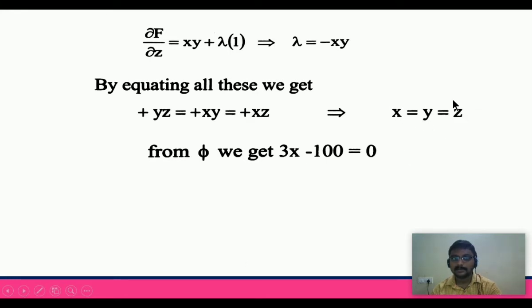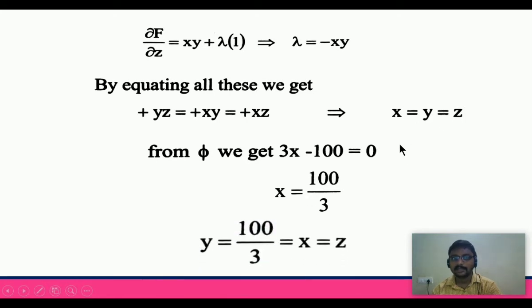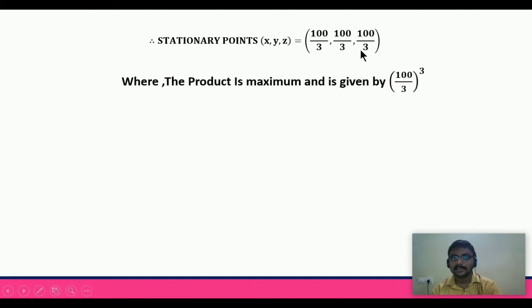So z is replaced with x and y is replaced with x. So we will have x plus x equal to 100, or 3x equal to 100, or 3x minus 100 equal to 0, which implies that x is 100 by 3. Since x equal to y equal to z, we will have y is also 100 by 3 and z is also 100 by 3. So thus the required stationary point xyz is 100 by 3, 100 by 3, 100 by 3. These are the required three positive numbers whose sum is 100 and whose product is maximum.